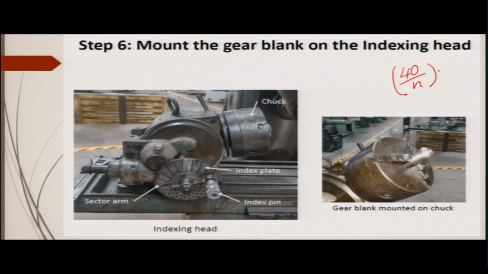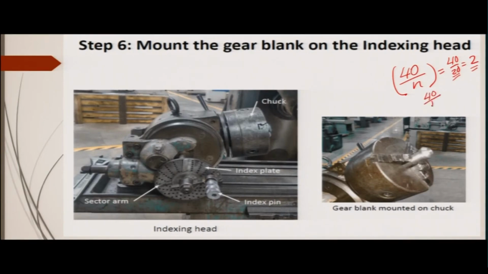Suppose we have 20 teeth. So, it will be 40 by 20, which is 2. That is 2 rounds. If we rotate the index plate 2 complete rounds, that will give you the actual pitch for cutting the 20 teeth. Suppose you have to cut 18 teeth.